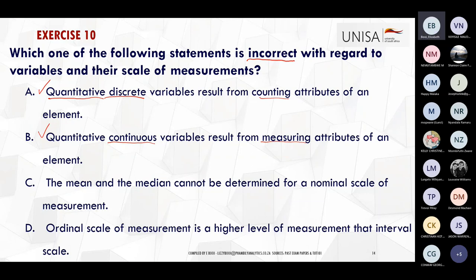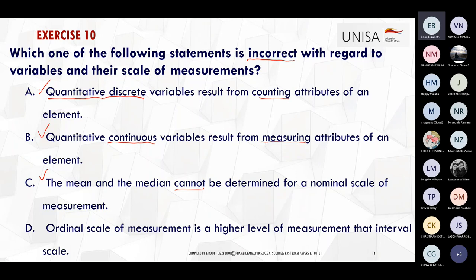The mean and the median cannot be determined for a nominal scale. Is that correct or incorrect? Can we determine the mean and the median for the nominal? That is correct, because we cannot calculate the mean and the median for a nominal scale. They are categorical data. We cannot add them and divide by how many they are.